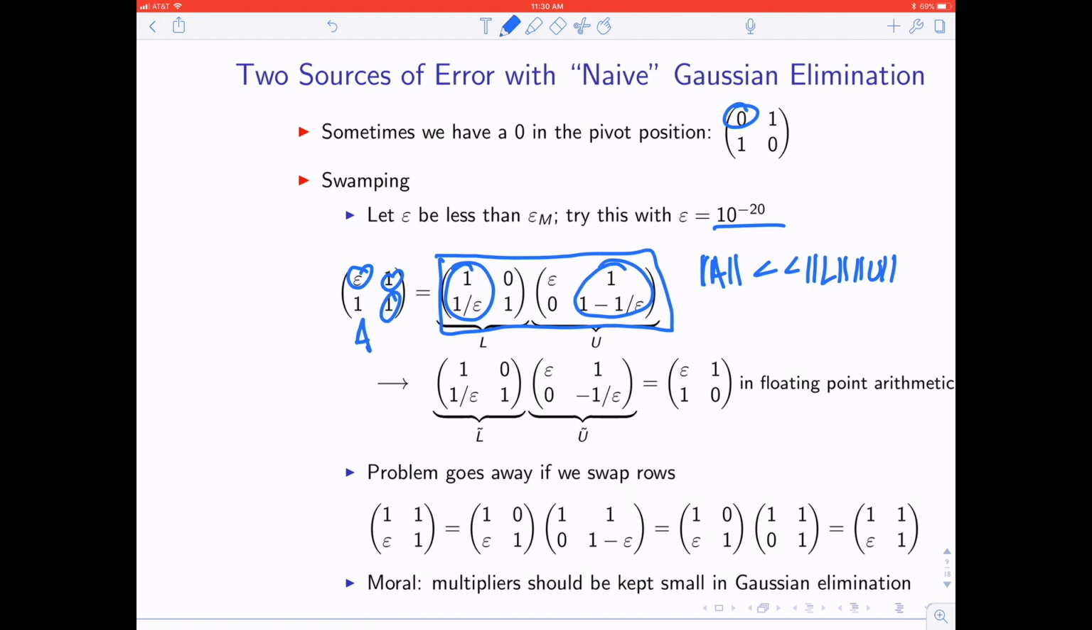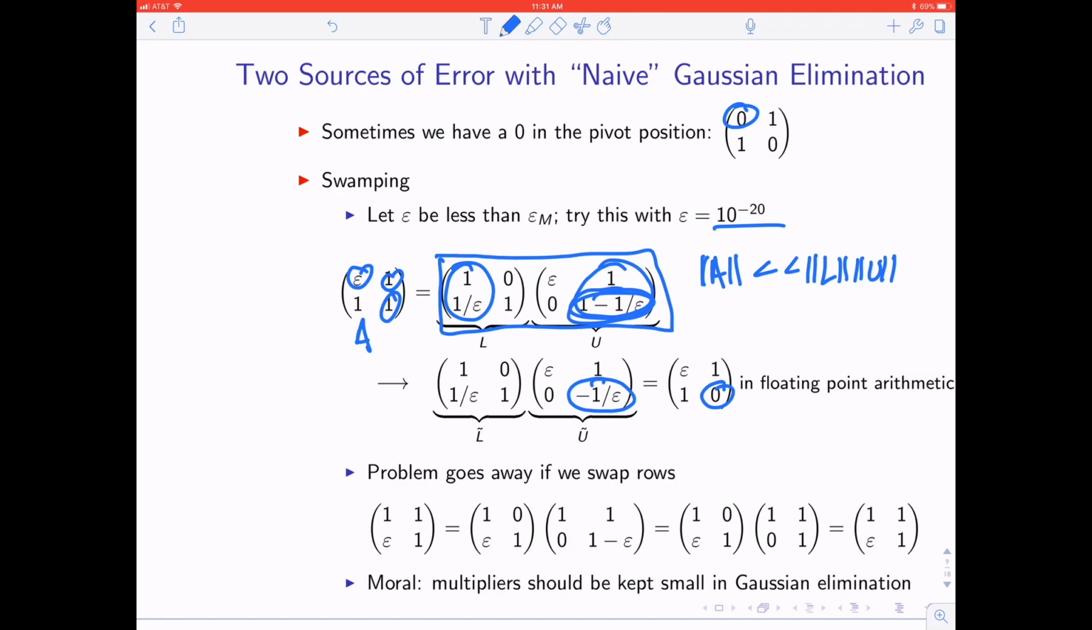So let's see what happens when we do this with machine arithmetic. You can notice that this entry here is problematic. When you store this on a computer, you have 1 minus 1 over 10 to the 20th, and the 1 gets lost in that, and you just end up with minus 1 over 10 to the 20th. You did homework problems like this, right, where you don't have enough precision to keep track of that 1. And then if you take the L matrix and that U matrix and you multiply them back, you don't get your original matrix. You get epsilon, 1, 1, 0. This entry turns out to be wrong.